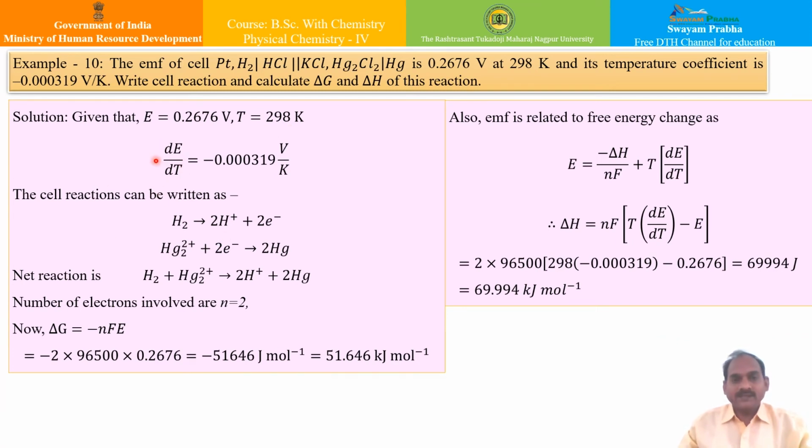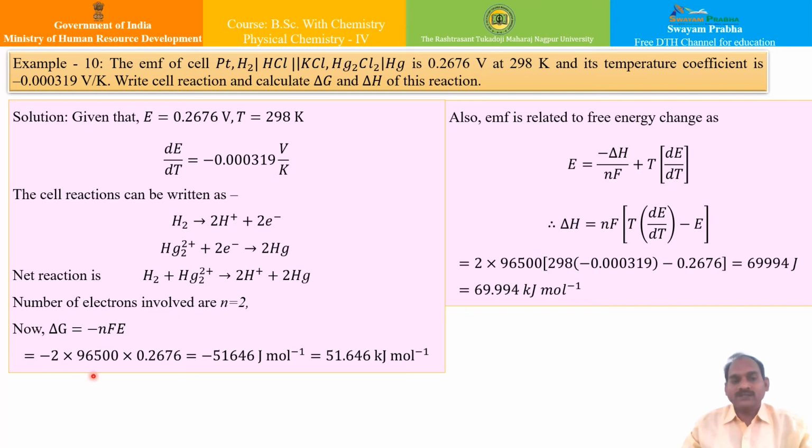Also, this temperature coefficient is given. That dE by dt is equal to minus 0.000319 volts per K. So the cell reaction can be written down: at the anode, this particular reaction is taking place. This is the half-cell reaction of the anode, and this is the half-cell reaction of the cathode. Two electrons are released at the anode and absorbed at the cathode, and therefore the overall net reaction is this. Okay. So the number of electrons involved is 2, and therefore delta G is equal to minus NFE.